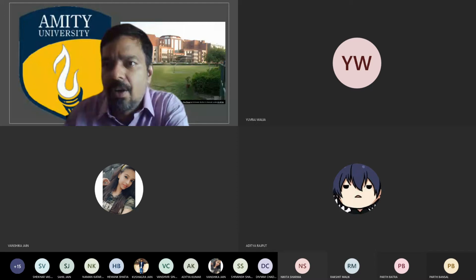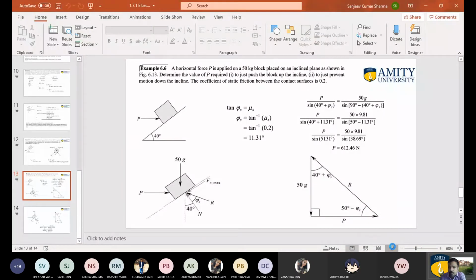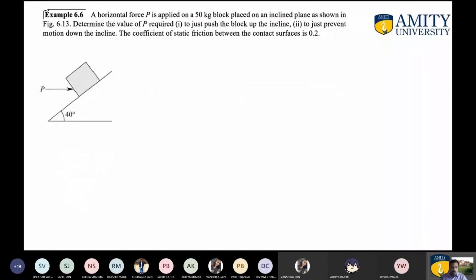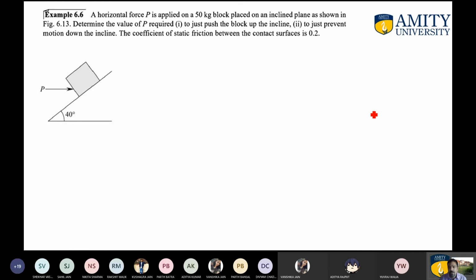problem. We will solve it with the help of the concept of angle of friction. So just wait, I'm attaching the slide. I think now it is visible to you all. So we will solve this particular problem with the concept of angle of friction. So just focus on the language of the problem very quickly.